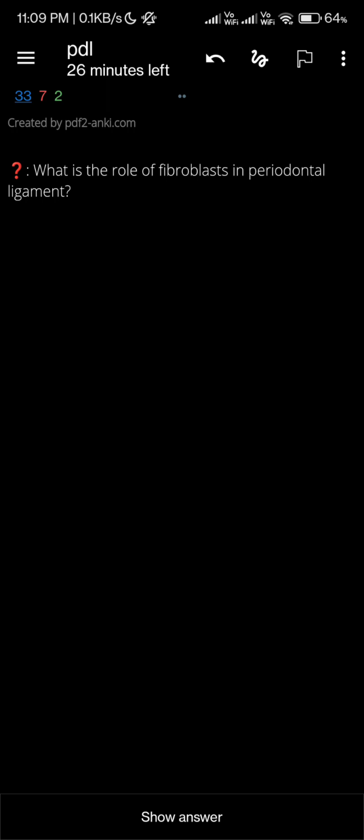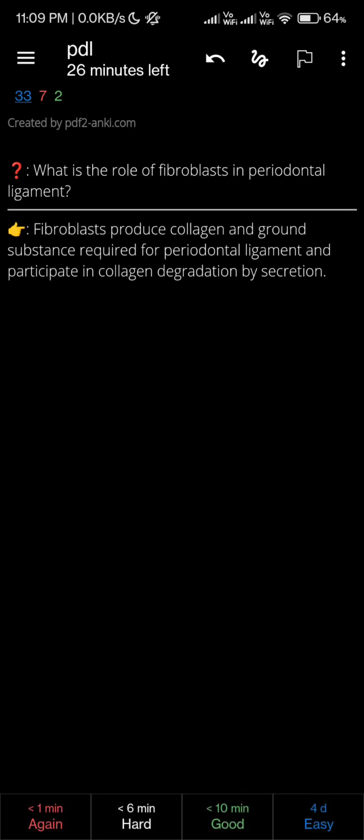So what is the role of fibroblast in the periodontal ligament? Homeostasis and controlling the turnover. What else? Phagocytosis and degradation of collagen. They produce collagen and ground substance required for the periodontal ligament and participate in collagen degradation by secretion.